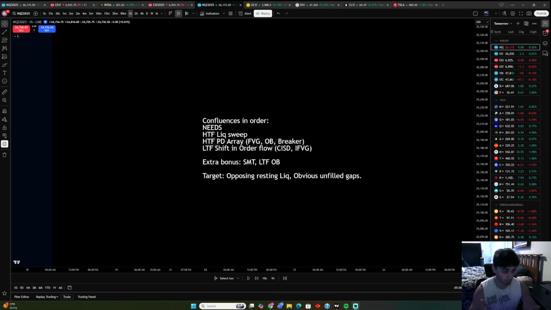And then obviously you need a target. So when I'm looking at targets, I'm going to be looking at the opposing resting liquidity to the other side that I'm taking the trade, as well as obvious unfilled gaps. That's a term that might be confusing to some people. Like, what do you mean by obvious? I'll get into that in a little bit, and hopefully it'll make a little more sense.